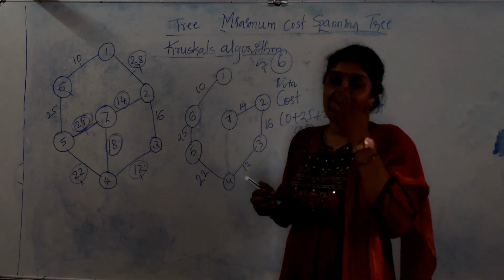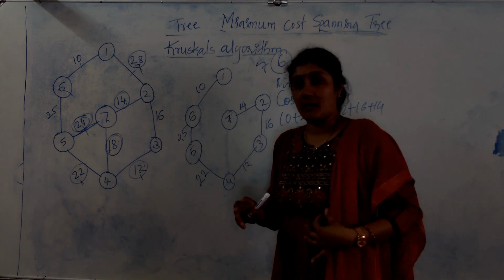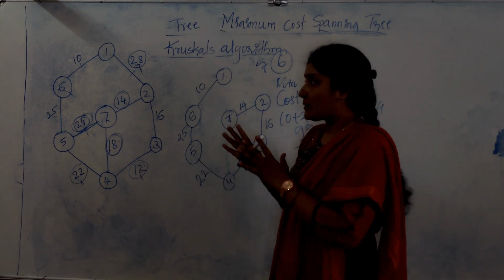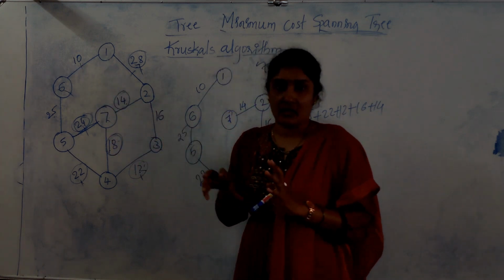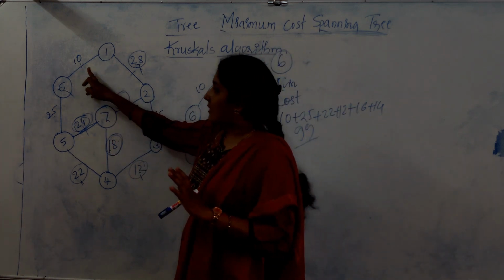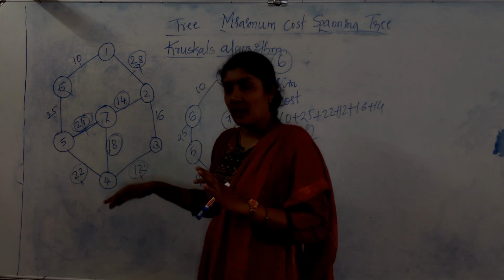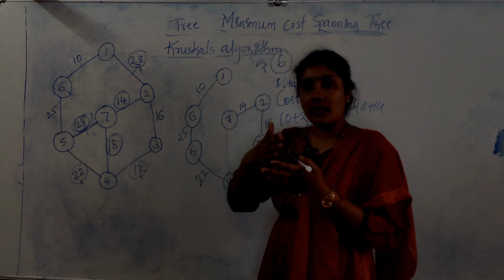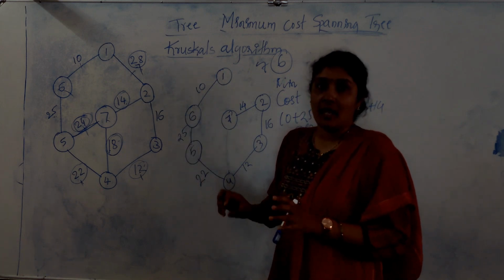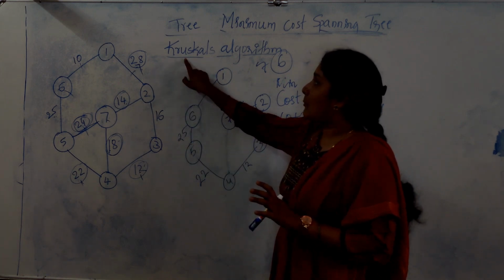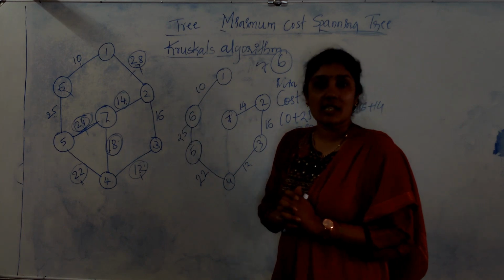So what is the difference between Prim's algorithm and Kruskal's algorithm? In the Prim's algorithm, we take only the minimum cost edge. Later we start considering the connectives. Whereas here we need to consider only the lowest cost edges. Later we need to connect them. So this is the only difference between Prim's algorithm and Kruskal's algorithm.